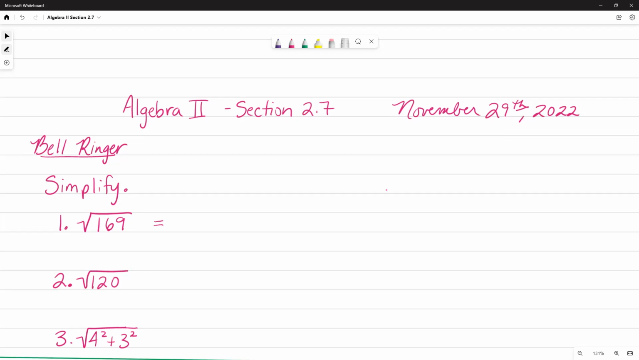All right, so think of your perfect squares, right? What's 2 times 2? 4. What's 3 times 3? What's 4 times 4? 5 times 5, right? Okay, what about 10 times 10? 100, right? So all of a sudden we start to get really big. So 169 is actually 13.